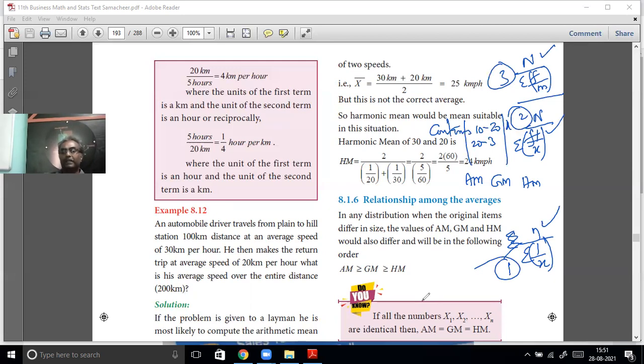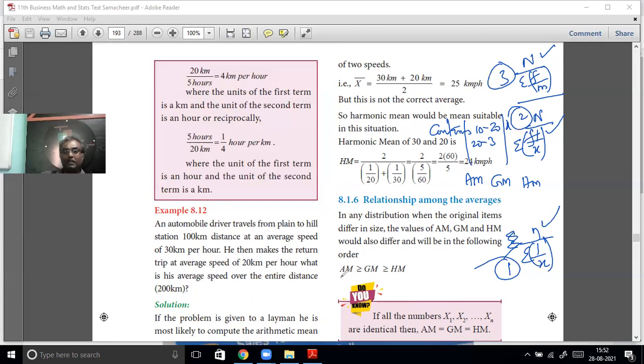Either there is discrete point data without frequency, or there is discrete point data with frequency, or there is continuous data where you have to take the midpoint and substitute that for the value of x. Are you understanding that? That is coming right from 9th standard. So no big deal, it's not a new thing.